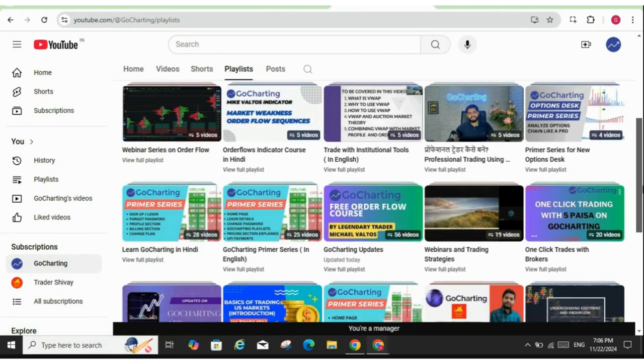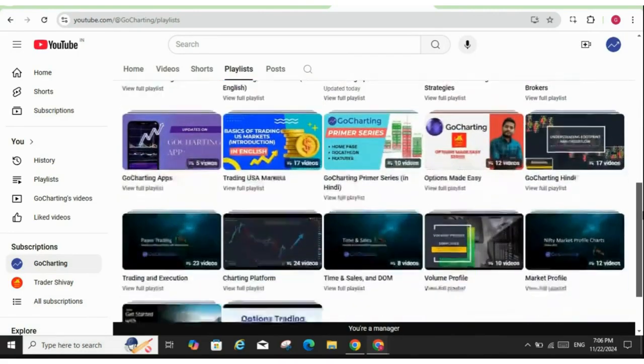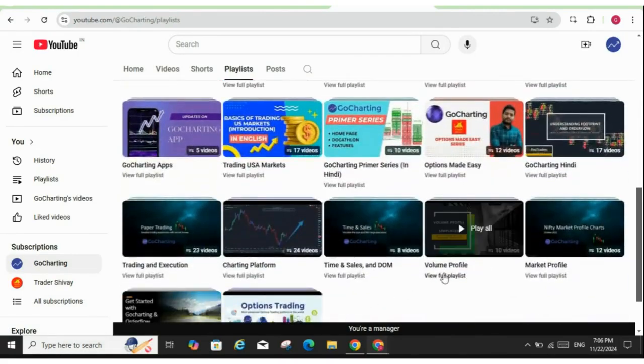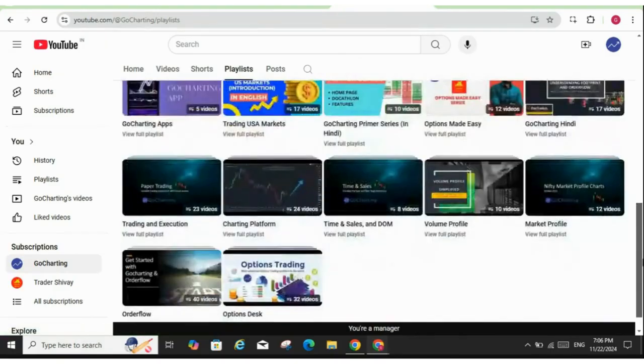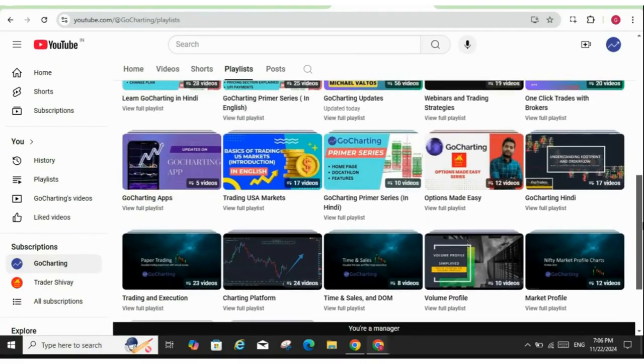And if you want to understand the concepts, there are different things, like you can go to this Professional Trader Kaise Bane. Then we have very good playlists on volume profile, market profile, and then order flow. We have done deep dives in these playlists.